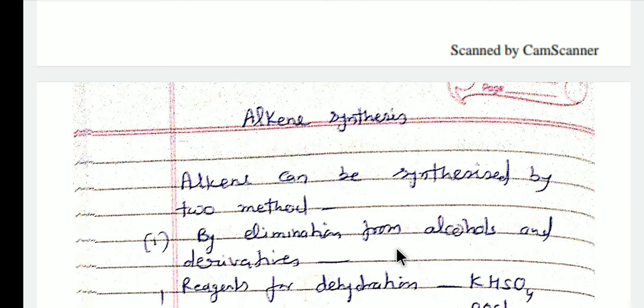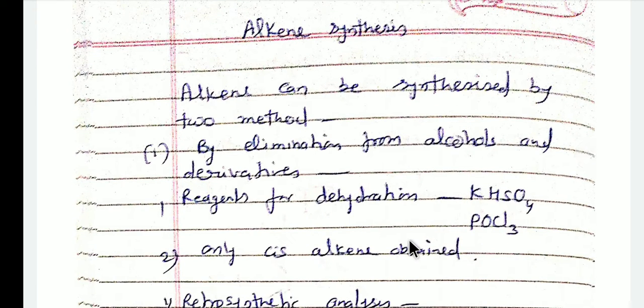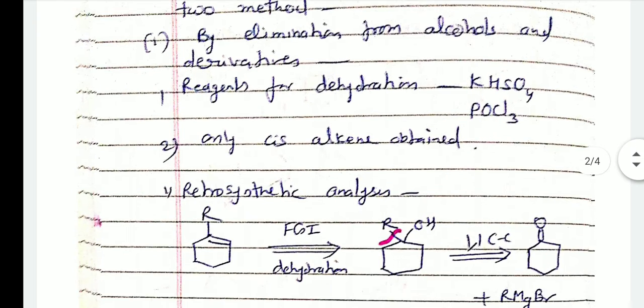Alkene can be synthesized by elimination from alcohol and alcohol derivatives. In this method, the alcohol or alcohol derivative undergoes dehydration. The dehydration can be carried out by potassium hydrogen sulfate and/or phosphorus oxychloride, POCl3, and by this method only cis alkene is formed.